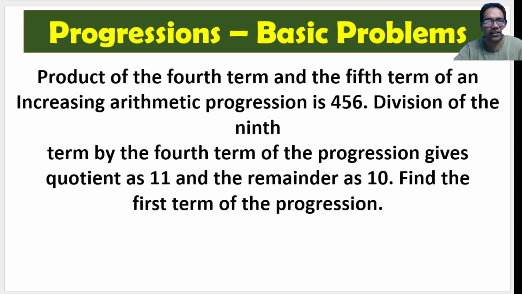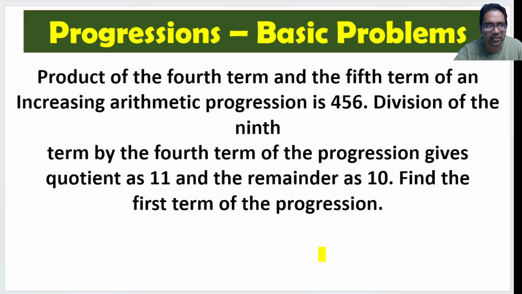Hence, in this problem, we are given that the product of the fourth term and fifth term of an increasing arithmetic progression is 456. Division of the ninth term by the fourth term of the progression gives quotient 11 and remainder 10. Find the first term of the progression.